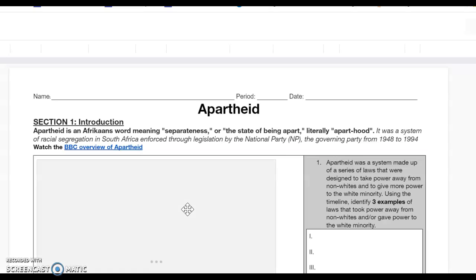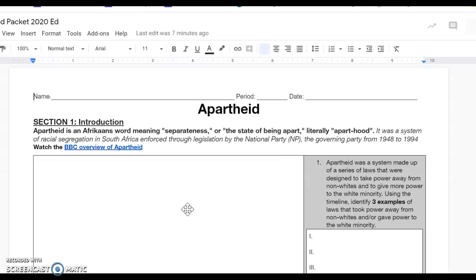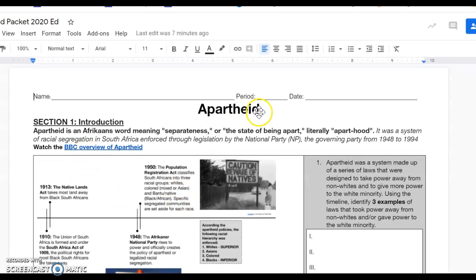All right, so what are we going to be looking at today with apartheid in South Africa? Here we have our document. It's broken up into three large sections. Section one is the introduction. We have the term apartheid, its definition, and that it was a system of racial segregation in South Africa.